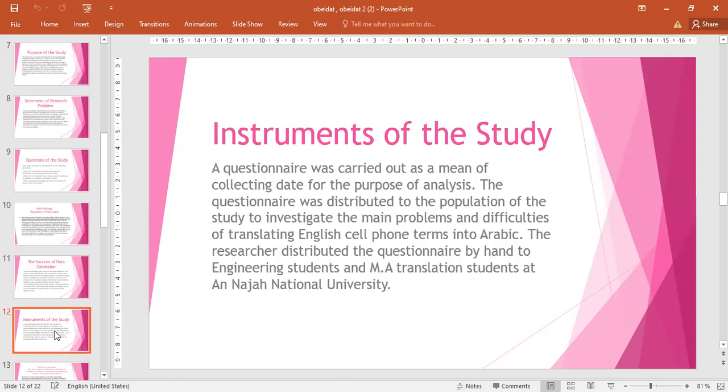An instrument of the study. A questionnaire was carried out as a means of collecting data for the purpose of analysis. The questionnaire was distributed to the population of the study to investigate the main problems and difficulties of translating English cell phone terms into Arabic. The researcher distributed the questionnaire by hand to engineering students and MA translation students at An-Najah National University.